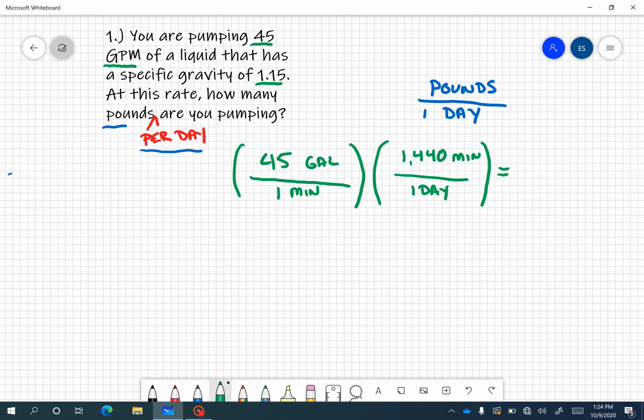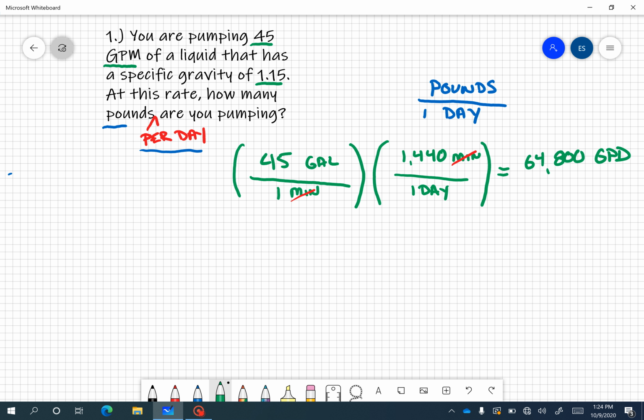And once you do enough of these problems, you're going to have memorized how many minutes there are in a day, how many seconds there are in a day, and so on. So, of course, minutes in this case cancels out. And if we multiply 45 times 1,440, that's going to tell us how many gallons per day we're talking about. 45 times 1,440 would be 64,800 gallons per day. So I know how many gallons per day I'm pumping.